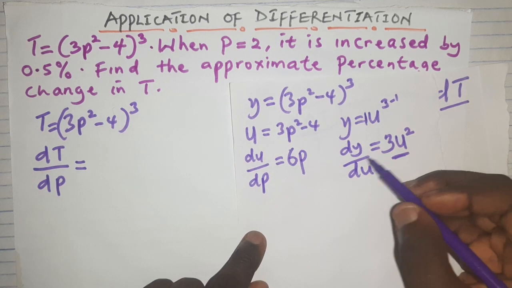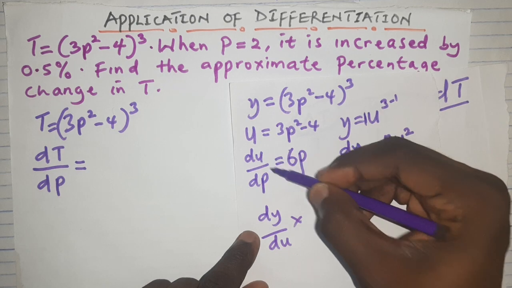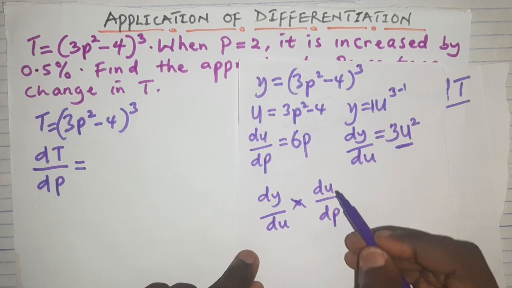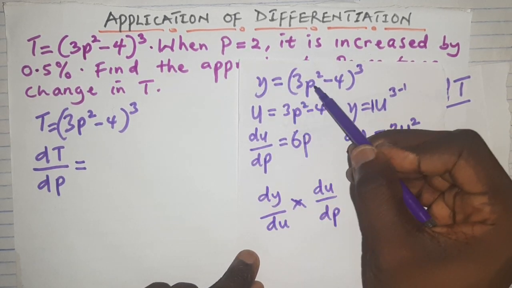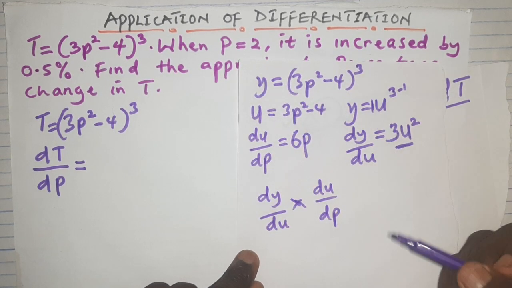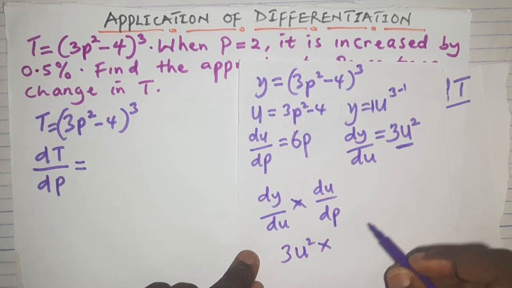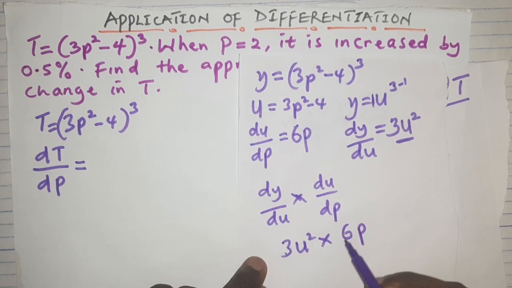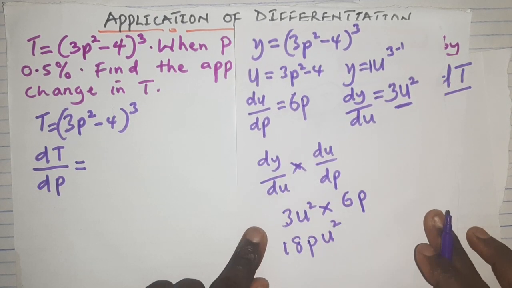So finally, it's dy du times du dp, and this formula is legit because if du cancels du, you still get dy dp, which is the original derivative for the whole function. So what is dy du? 3u squared, times du dp, which is 6p. Multiply this: 3 times 6 gives 18, then times p, you get 18p. Then include your u squared.